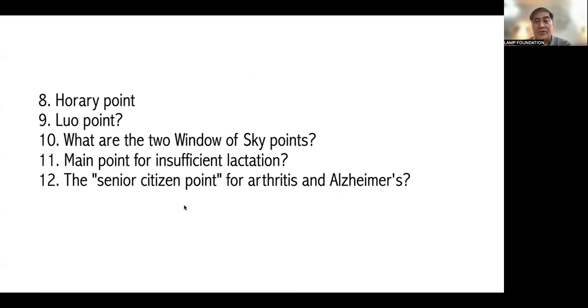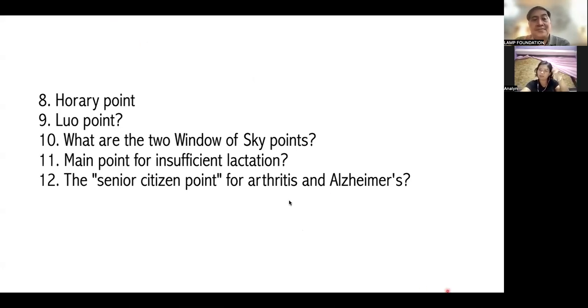Congratulations. You did well. Okay, let's call on Ma'am Annalyn, straight from Bicol. Yes po. For number 8, the horary point is the small intestine 5. Kasi ito po yung fire point ng fire element, di ba? SI5. Very good. Yes po. Luo point.